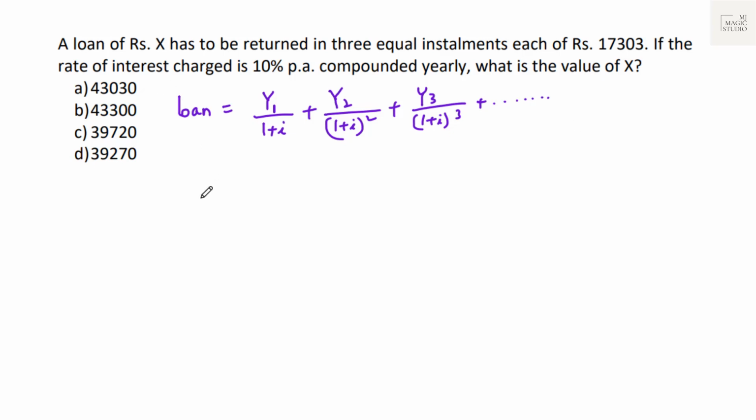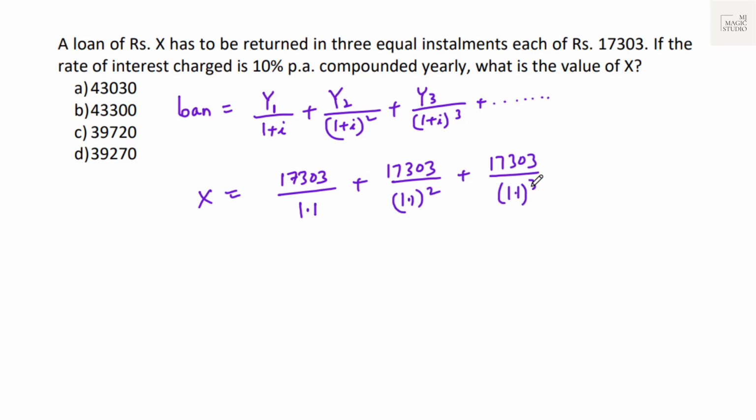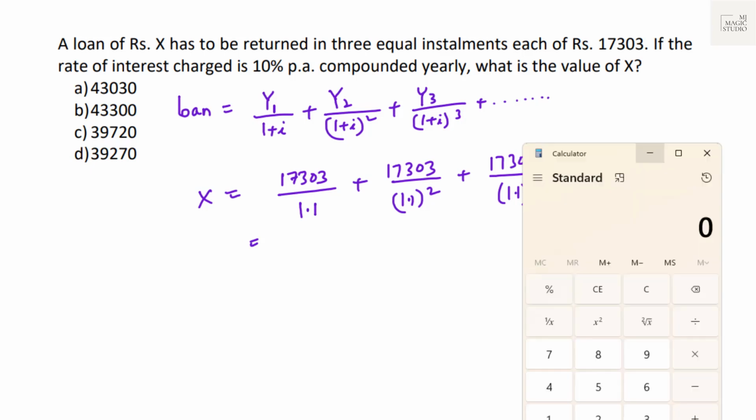In our question, the loan amount is X, which is to be paid in 3 equal installments of 17303. If the rate of interest charged is 10% per annum and there are 3 equal installments, that means it is a yearly installment, since nothing else is given. We'll divide the first installment by 1 plus 10 by 100, that is 1.1, the second by 1.1 whole square, and the third by 1.1 whole cube. That's it.